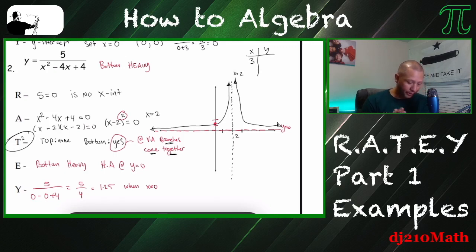depending on what the output is, y could either be a positive number, which would put it above the x-axis, or it'll be a negative number below the x-axis. So in this case, we have 5 over 3 squared, which is 9, minus 4 times 3, which is 12, plus 4. So 9 and 4 is 13. 13 minus 12 is 1. So we have 5 over 1, which is basically 5. So when x is 3, y is going to be positive 5. That's going to put it for sure above the x-axis.